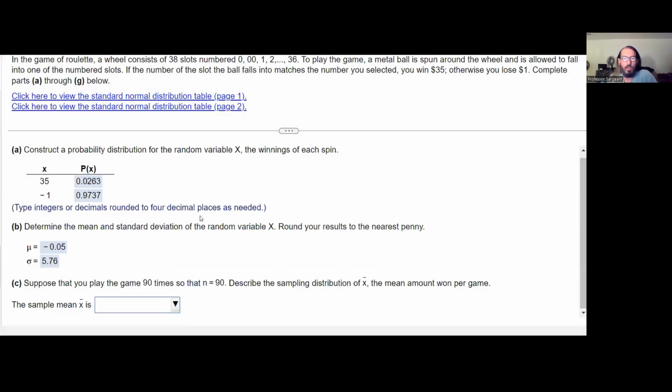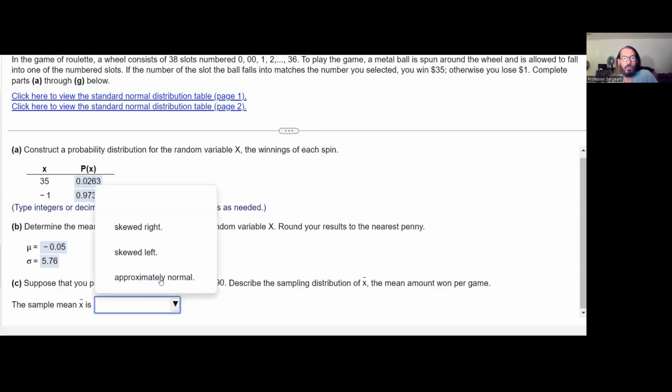Suppose you play the game 90 times, i.e. we've got a sample size little n of 90. Regardless of the fact that this distribution is skewed, with only 2 scores, showing up a lot more often with a score of losing the $1, so this is skewed left, we have a sample size of 90, which is greater than or equal to 30. So approximately normal for the sampling distribution of X bar, not the population.